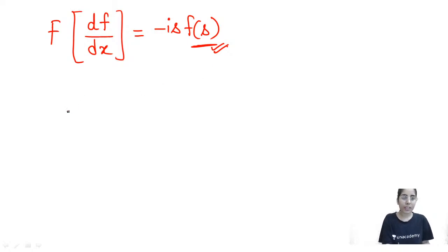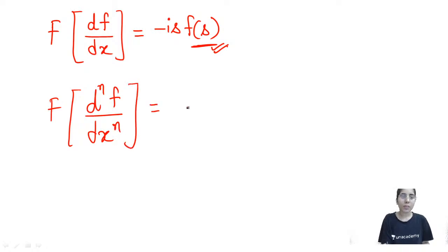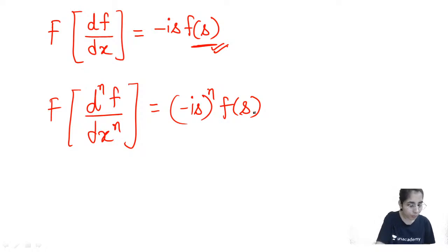Even if you are given the nth order derivative, that means d^n f upon dx to the power n. Clear? So what will be the answer in this case? You can write it in general, that will be equal to (minus iota s) to the whole power n times F(s). So directly you will be able to write this answer. Clear? Any doubt anybody is having till this point? If yes, please let me know. If no, that's good.